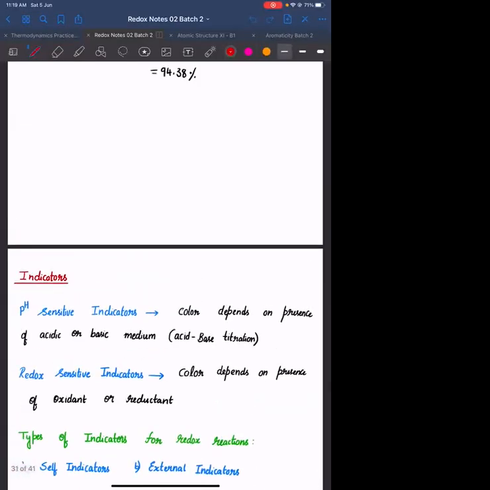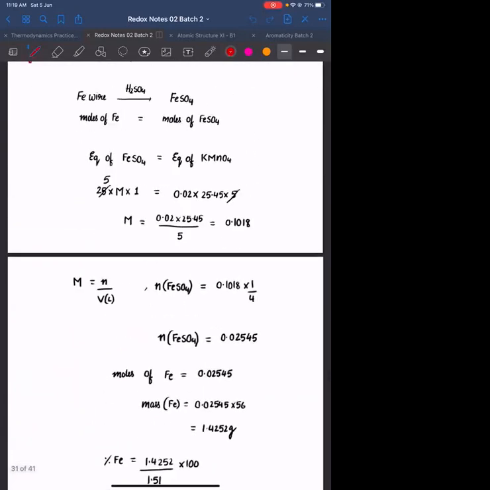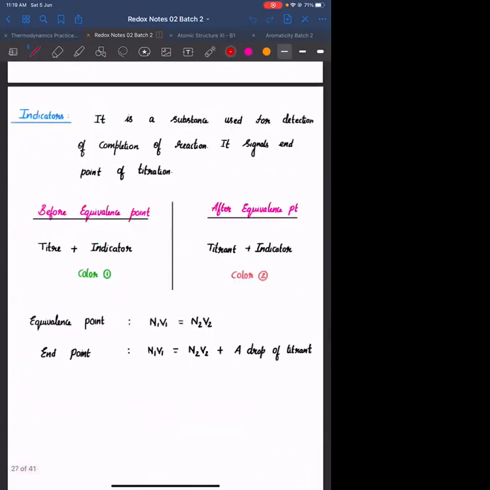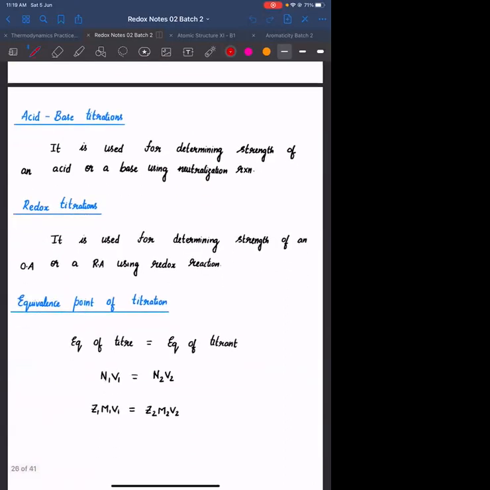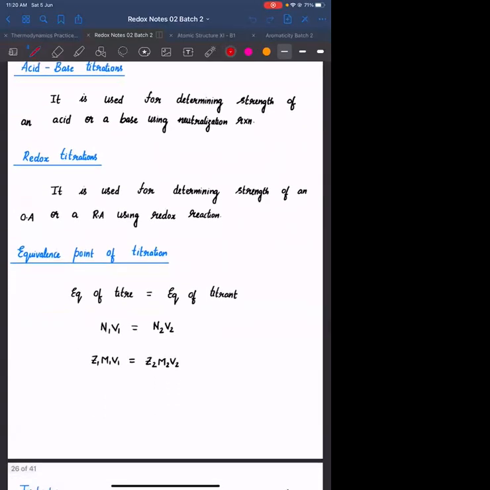Titrations. Basically, there are two types of titrations. One is acid-base titration and the other is redox titration. What happens in acid-base titration? You will be titrating an acid against its opposite solution, which is base, or you will be titrating a base against its opposite solution, which is an acid, and there you will be having a neutralization reaction. In case of redox titration, you will be titrating an oxidizing agent with a reducing agent. There the reaction that is going to happen is redox reaction, right?